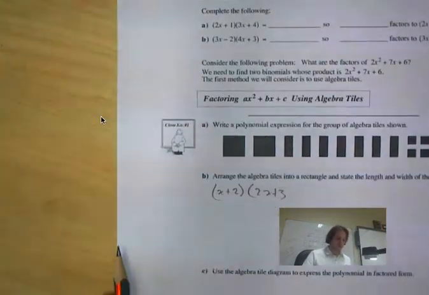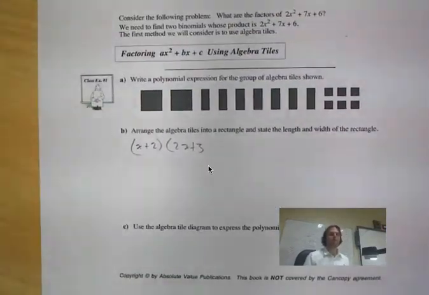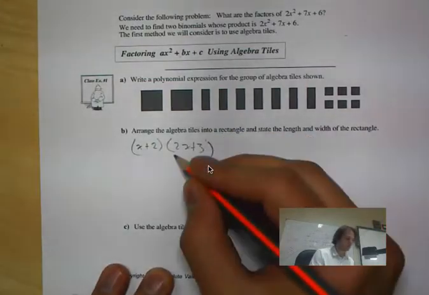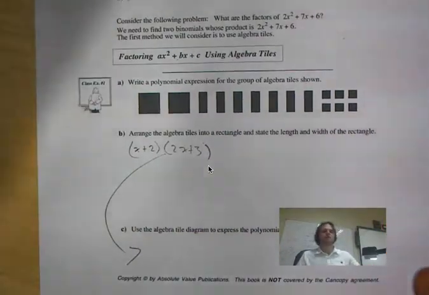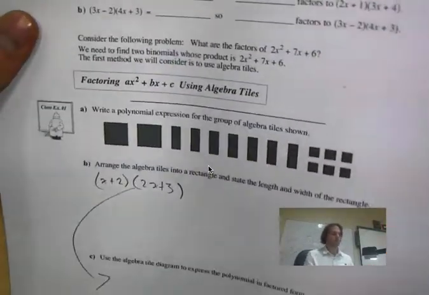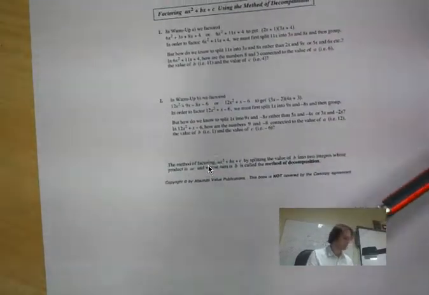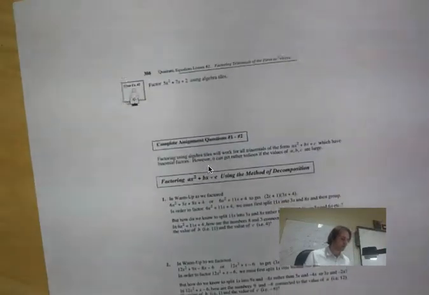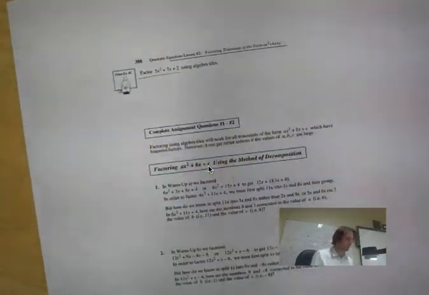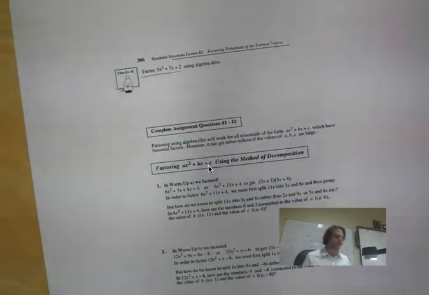So that is how we write it out in factored form. Now we're going to get into our next part. It says, factor the following using algebra tiles. So it wants us to factor this one here using algebra tiles. Once again, we have to follow the same thing. It takes a long time to do this.